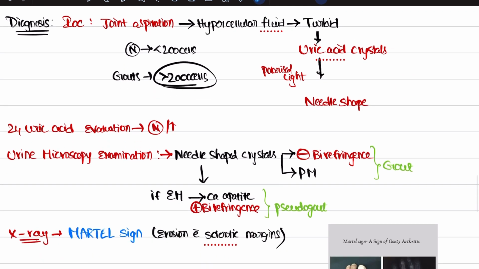Okay, and you can also do a 24 hour uric acid evaluation. It can be normal or sometimes increased, and this is most important, urine microscopy examination. So you collect the patient's urine and observe it under the microscope. When you observe the urine under the polarized microscope, you see needle shaped crystals. This property is called negative birefringence. So you will confirm it as gout.